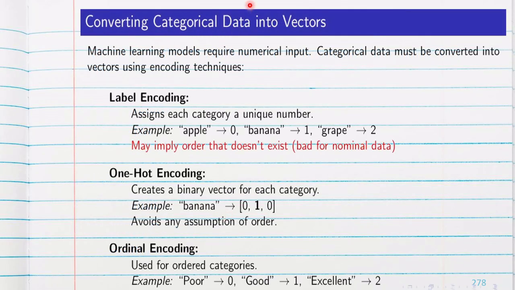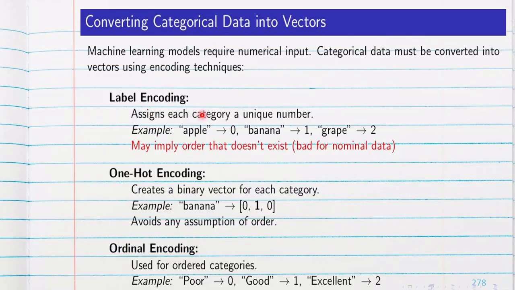How will you convert categorical data into vectors? So in machine learning models, we need numerical input. Categorical data must be converted into vectors using encoding techniques. So different encoding techniques are there. This question is very important. How will you convert categorical data into vectors? Different encoding techniques are there: label encoding, one-hot encoding, and ordinal encoding.